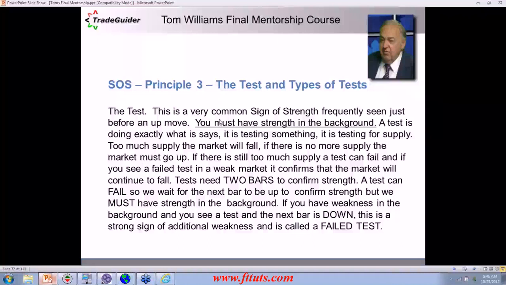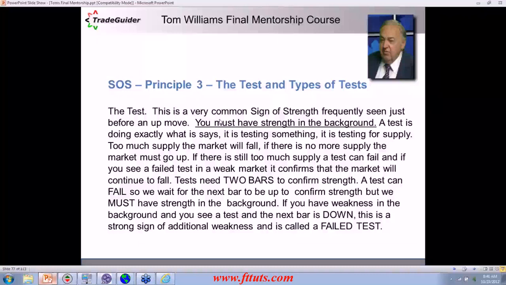And the same thing goes on in the market. Very interesting. All right, so let's have a look at some examples. This is a very common sign of strength, and it's frequently seen just before an up move takes place. The opposite of a test is no demand, by the way. A test is doing exactly what it says. It's testing something. It's testing for supply.